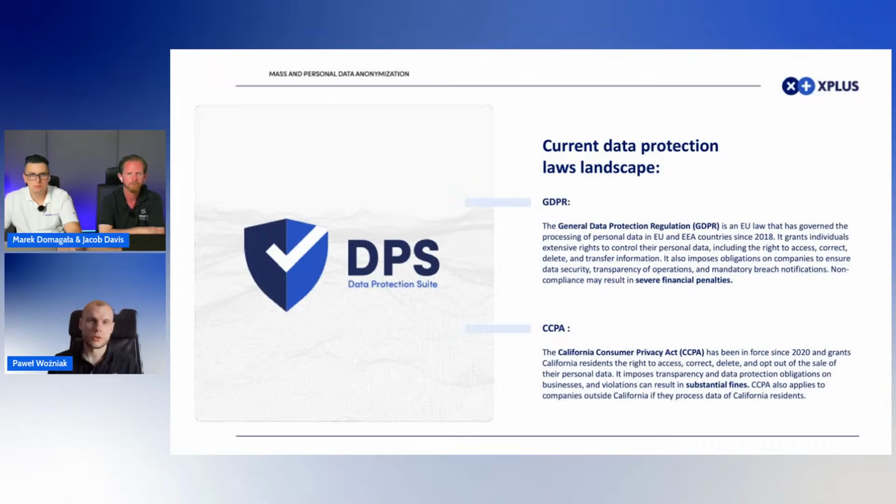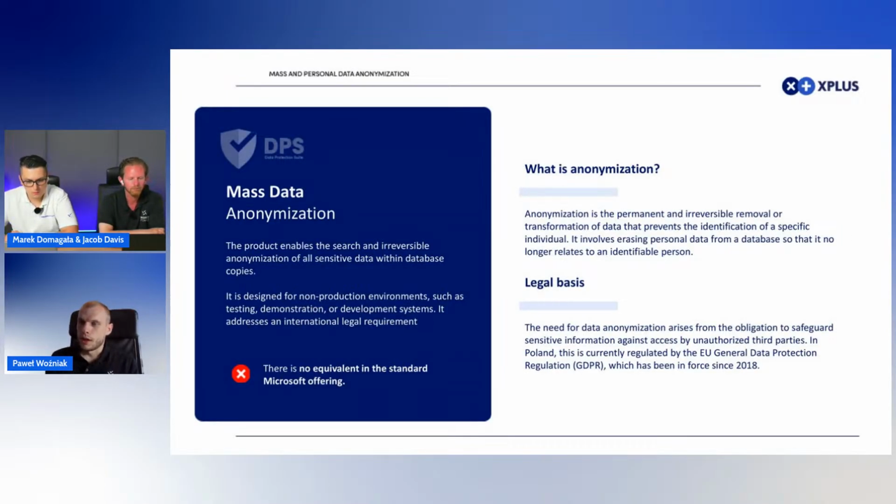So if we process any data of citizens of California, it also creates the rules for how we can process this data. If we want to be aligned with any of those compliance regimes, we need to follow a few rules, and I will go back to that. So let's go to the next slide, where we have the mass data anonymization.